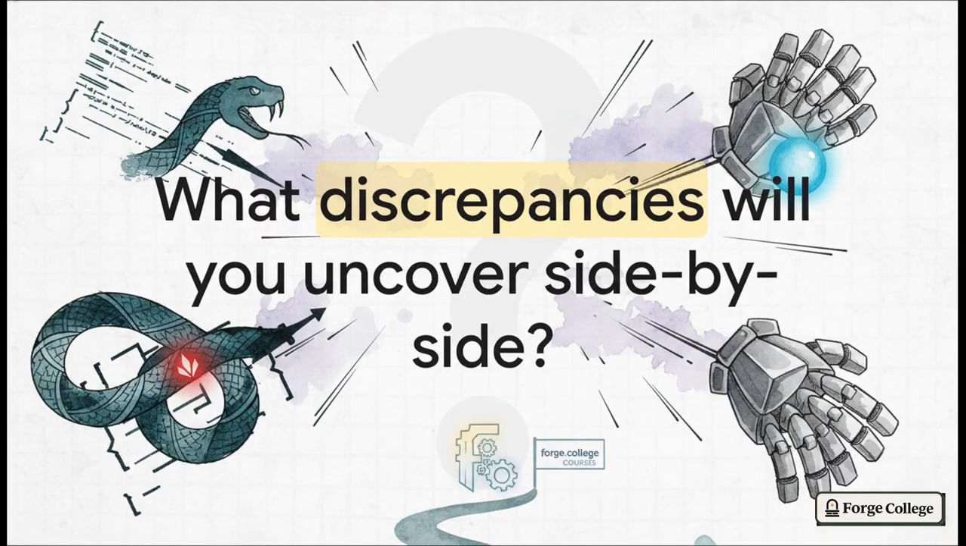As we wrap up, I want to leave you with this final, provocative thought to chew on. What kind of discrepancies do you think you're going to uncover when you compare Slither and Mythril's aggregated outputs side by side? I mean, one tool might flag a reentrancy vulnerability as supercritical, while the other tool might completely ignore it based on how its specific analytical engine works. Think deeply about those discrepancies as you prep for your next lesson in triage.